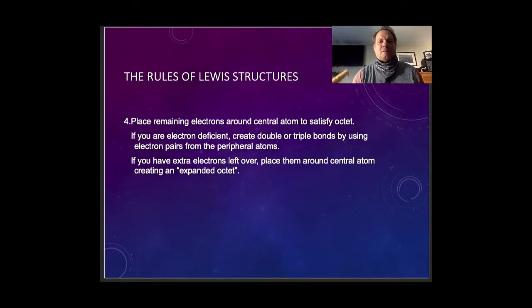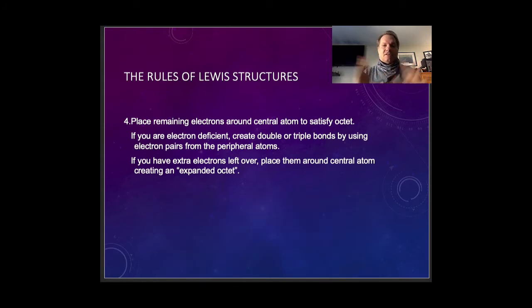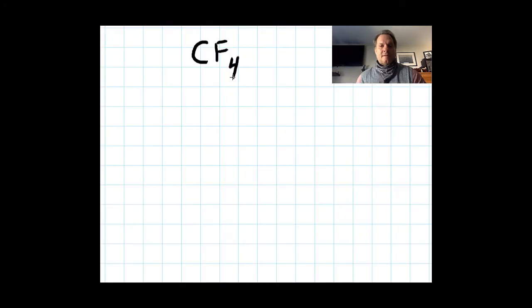Rule 4. We're going to place the remaining electrons around the central atom to satisfy its octet, meaning its access to 8 electrons. So we're trying to give everyone 8 electrons here. If you're electron deficient, you don't have enough electrons to give everyone 8, we're going to start creating double or triple bonds by using electron pairs from those peripheral atoms. If you have extra electrons, then you're going to place them around the central atom, creating an expanded octet. So the central atom may end up with 10 or 12 electrons around it, if you have too many.